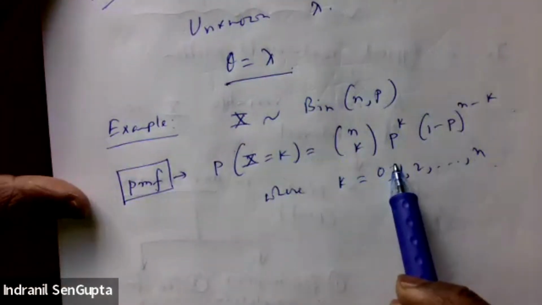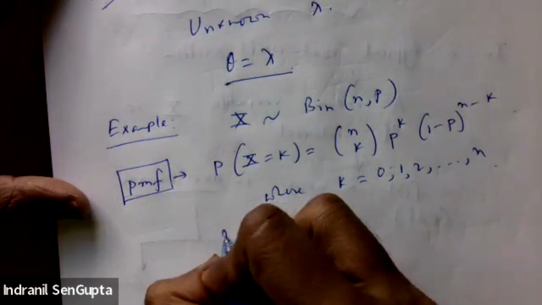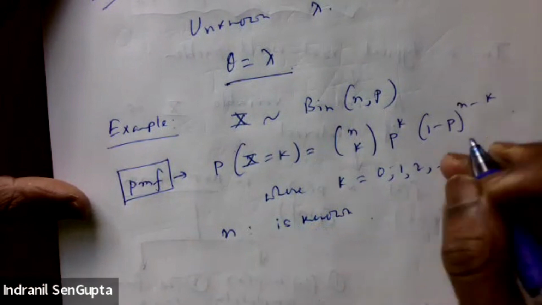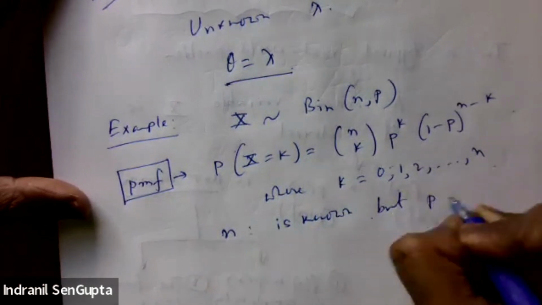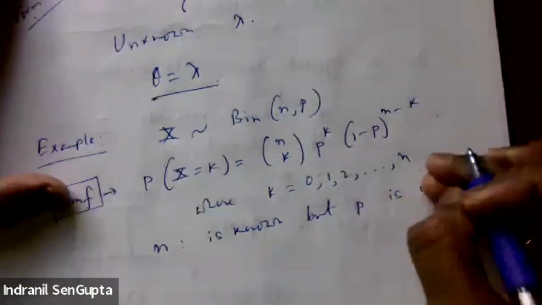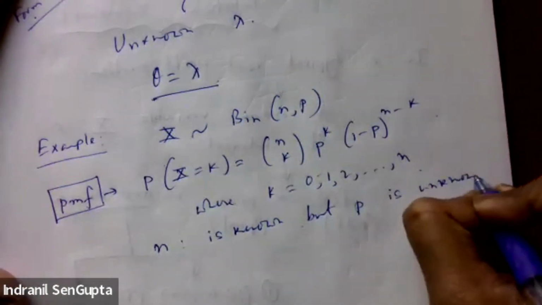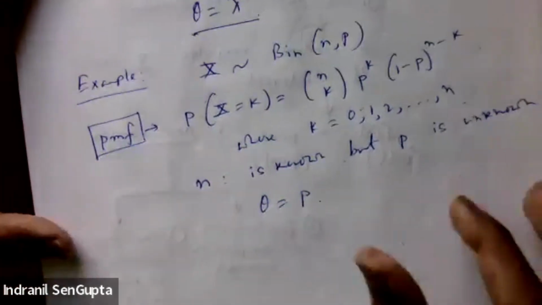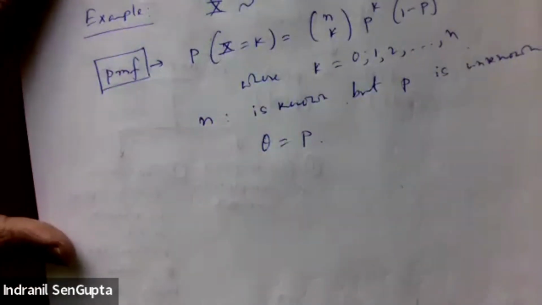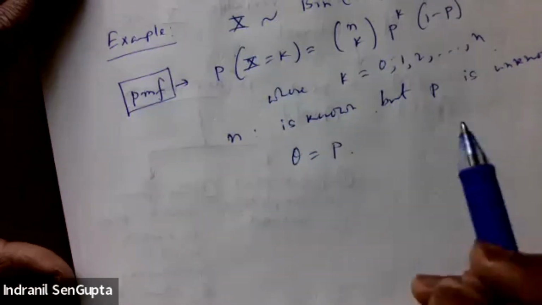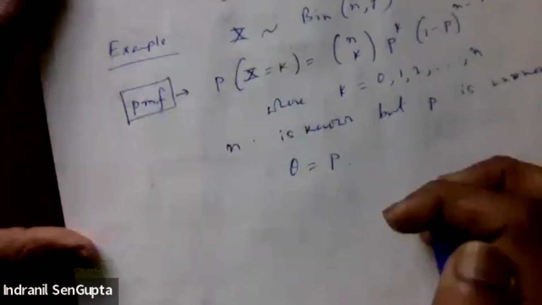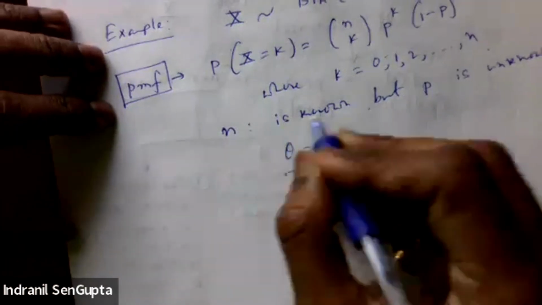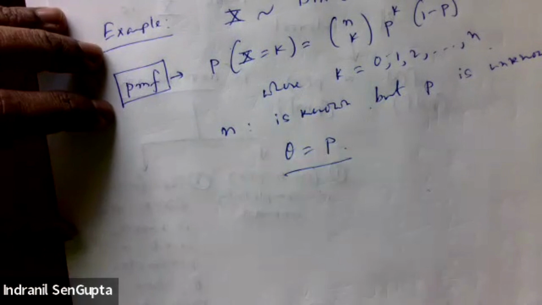We know the form of the distribution is this one, but suppose N is known, but P is unknown. So we need to estimate theta equals P. All right, so these are examples of what we typically want to find. So the goal is we need to find this unknown value theta from the data set.